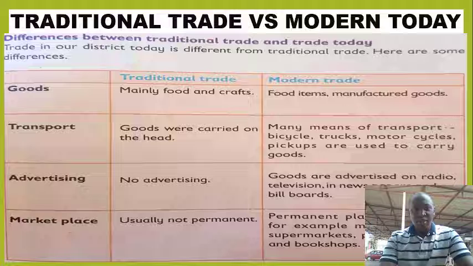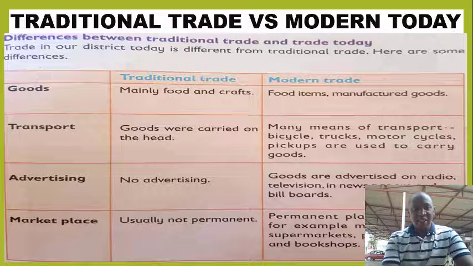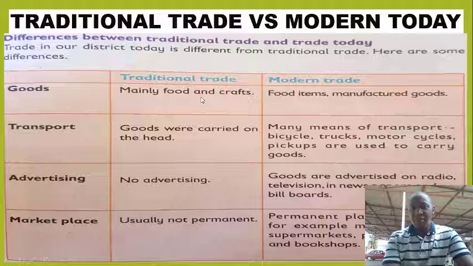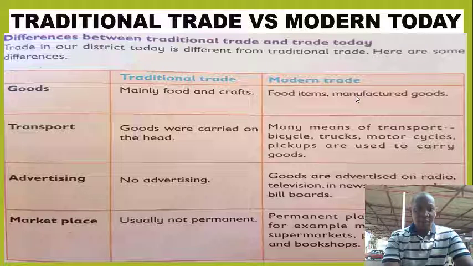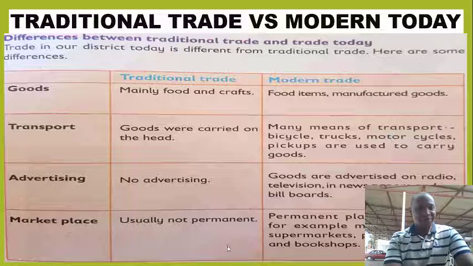So about the goods, you can see that it was mainly food and the crafts, while today we have the manufactured goods, and then the transport. Things were carried on our heads, while today we use motorcycles, trucks, bicycles, and the rest, and passenger vehicles as well.